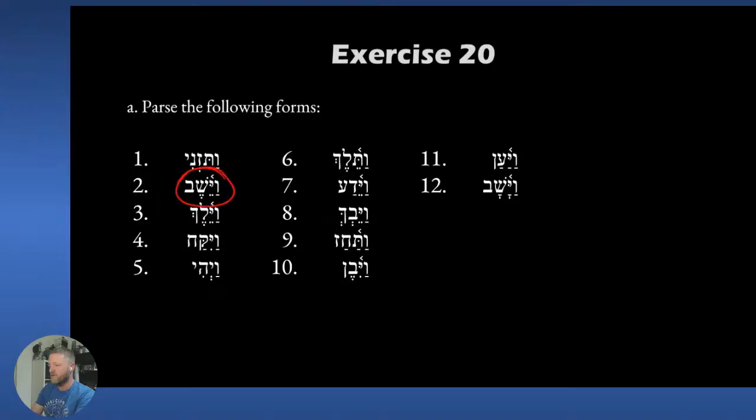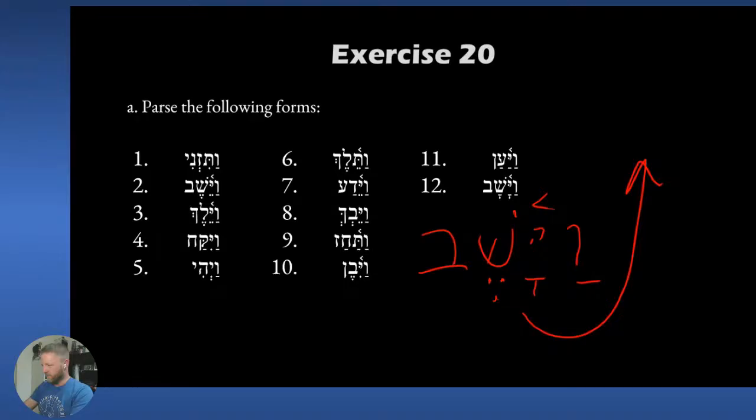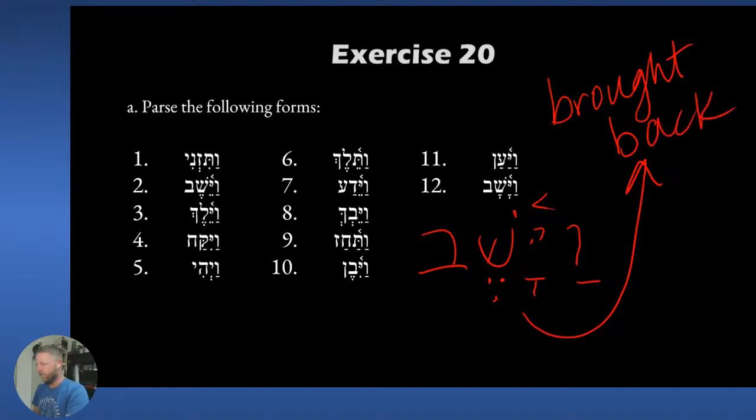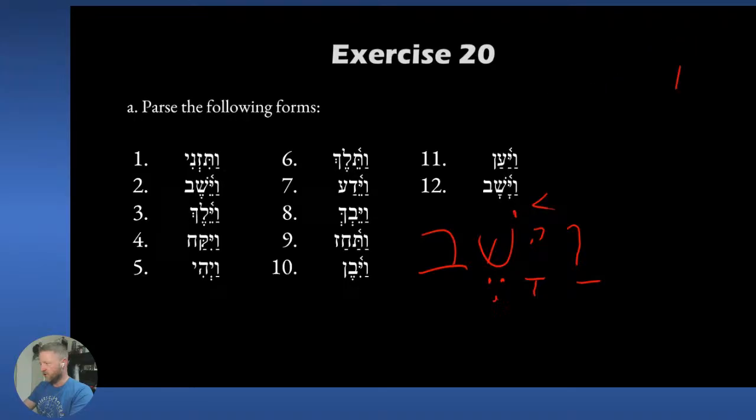Notice Vayeshev, he sat. Vayashov, he returned. Okay, we also have Vayashev, he returned, like he brought back. He returned his book to the library. He returned his people. Yashev, from the Hifil, Yashiv. So the Hifil of Shuv is Yashiv.